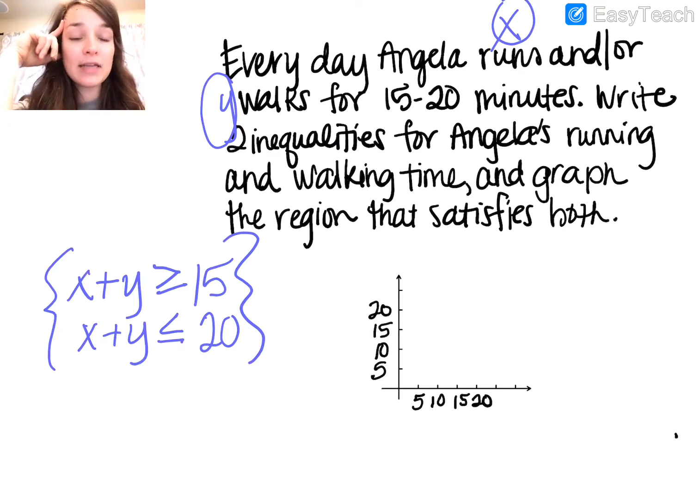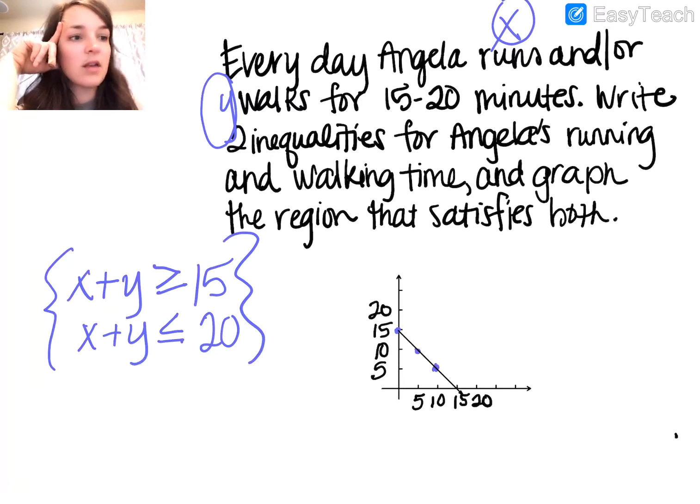In the top one, we know X and Y have to add up to give us 15. So 15 and 0 would work. 5 and 10 would work. 10 and 5 would work. So just like we did before, we can connect those dots, and that's going to give us a nice little line. I don't really like that one. Let's try that one more time. There we go, much better.